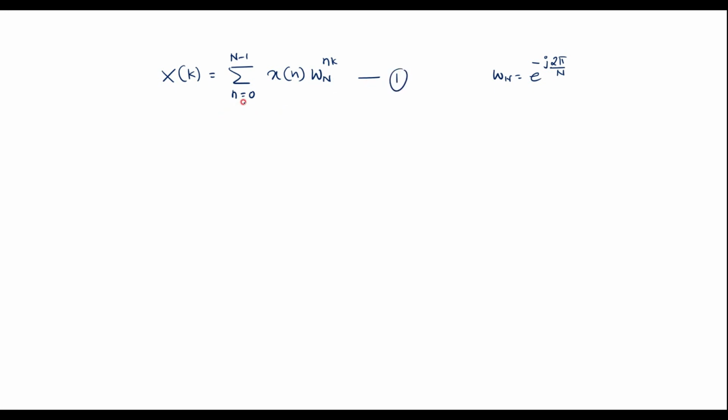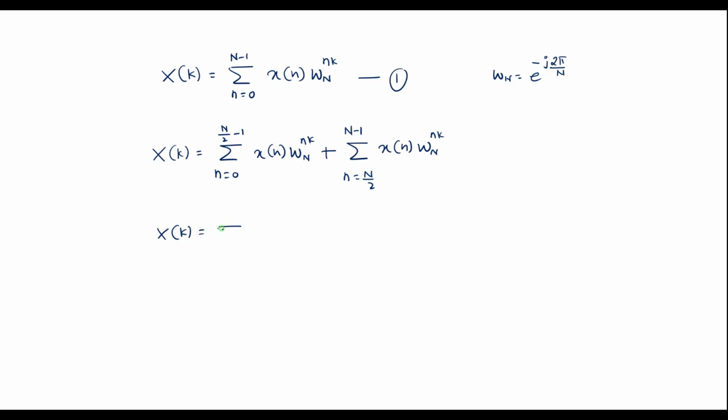Now I will represent equation 1 by splitting this summation into 2 parts. As the summation varies from 0 to N minus 1, I will split it into 0 to N by 2 minus 1 and N by 2 to N minus 1. That is, X of k is equal to summation n equal to 0 to N by 2 minus 1 x of n W_N power nk plus, so it should begin from the next value, that is N by 2, summation n equal to N by 2 to N minus 1 x of n W_N power nk.